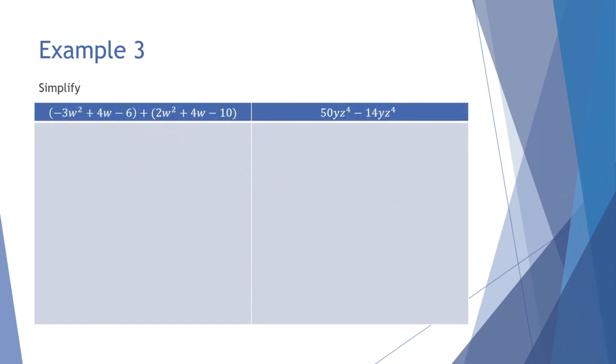Example 3 here, the first one on the left, we have two trinomials getting added together. Because they're in parentheses, that's what's indicating that we are adding polynomials, combining them together. So we have minus 3w squared plus 4w minus 6 plus 2w squared plus 4w minus 10. Because both sets of parentheses don't have any numbers in front and there's no negative signs in front, they're completely unnecessary. They're just there to help us see what we're actually doing. So I'm going to just rewrite it without them.